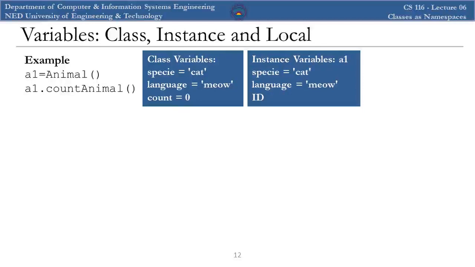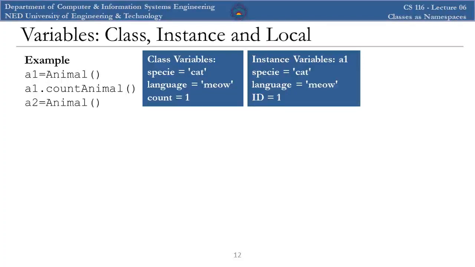Then I call this function count animal. Now this count animal method, sorry, not function, method, does two things. It increments the count value, right? And that count is actually a class variable. So the count class variable will be incremented to 1, and that 1 will be assigned as id to the instance variable in a1, right? So when it executes, this will be the new situation. Count has been incremented to 1, and that same value has been passed as an argument to assign id and assigned to this instance variable id, right?